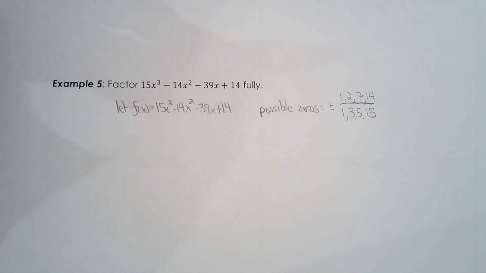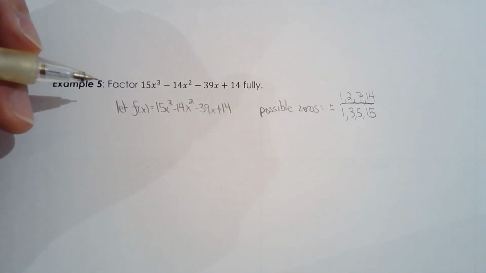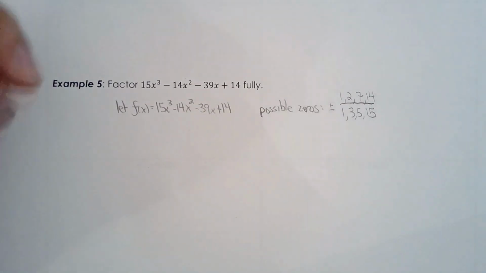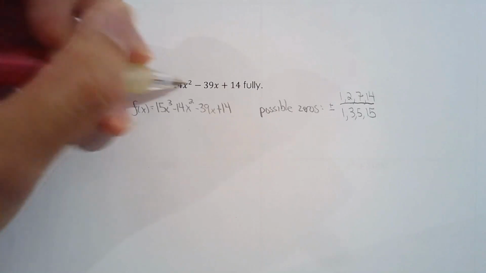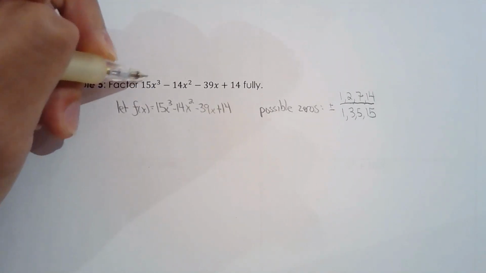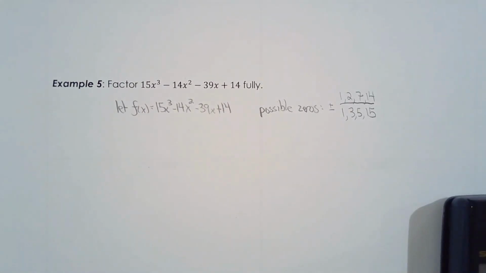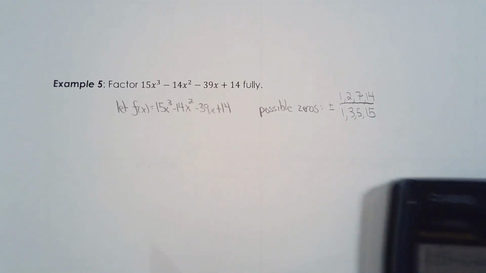So yes, the rational zero theorem gives me a lot of different rational zeros to test out, but I always start with the integer zeros. It's just much easier. I'm thinking 1. Let me check. Does 1 work? Let's see, 15 minus 14 minus 39 plus 14. No, that is not a good idea.